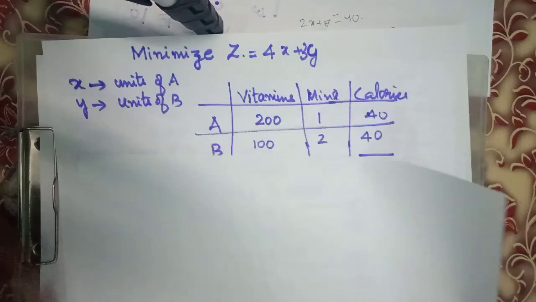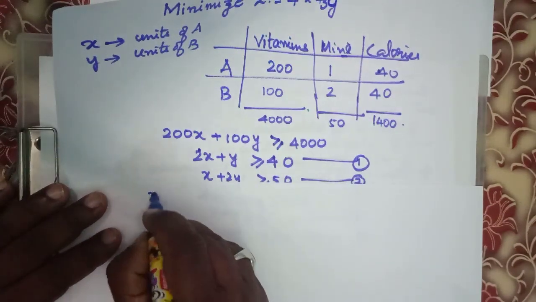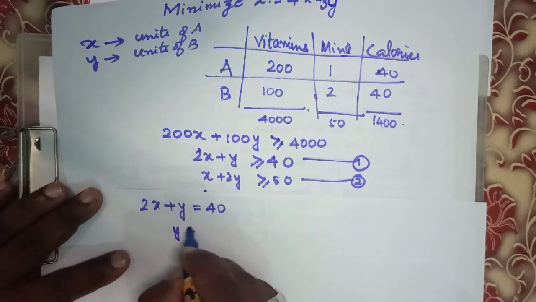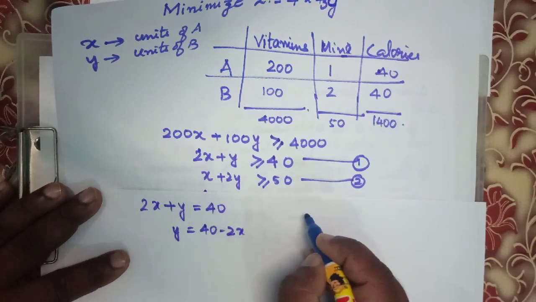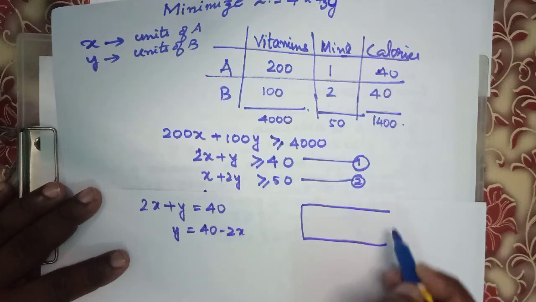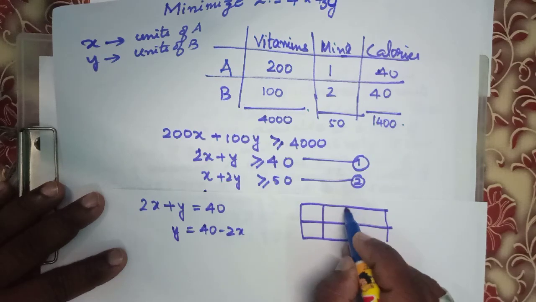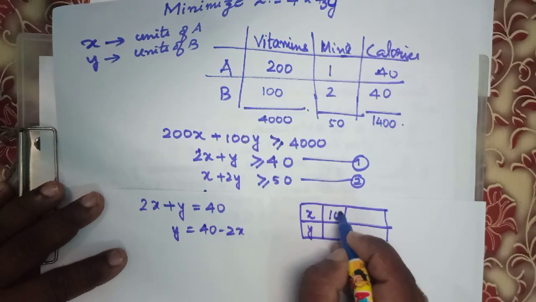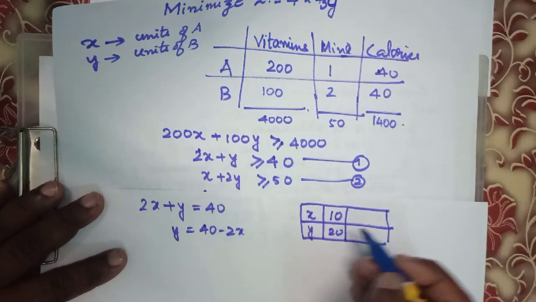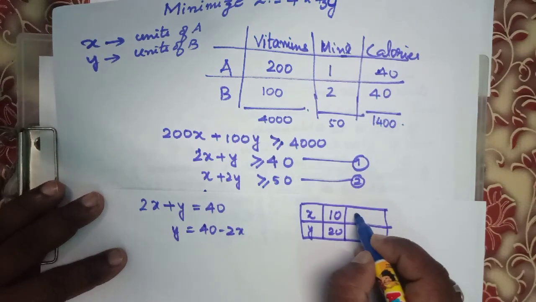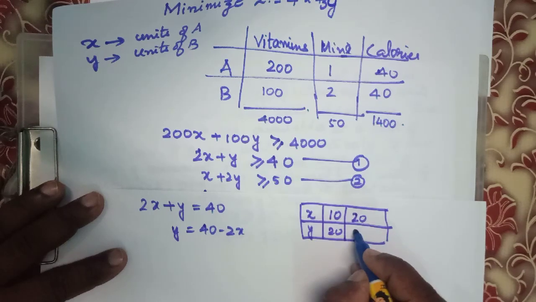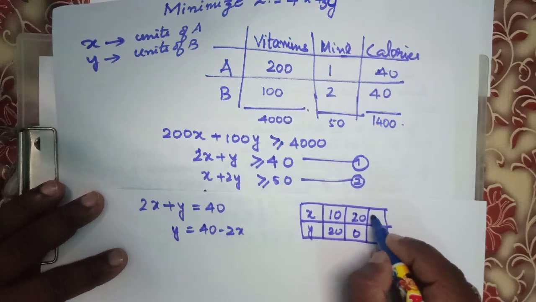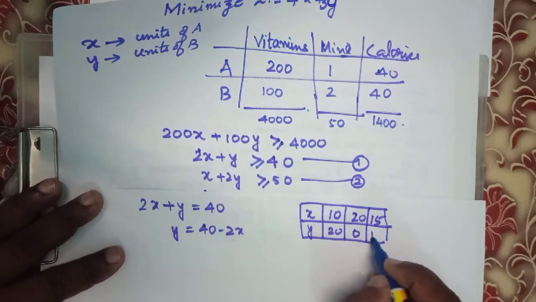Let us take the first inequation, 2x plus y. 2x plus y is equal to 40, or y equal to 40 minus 2x. We can take 2 points and draw the graph also. X, y. If I take x is equal to 10, then y is 20. X is equal to 20 if I take, then y is 0, and x is equal to 15 if I take, then 15 twos are 30, 40 minus 30, that is 10. These 3 points I've got.